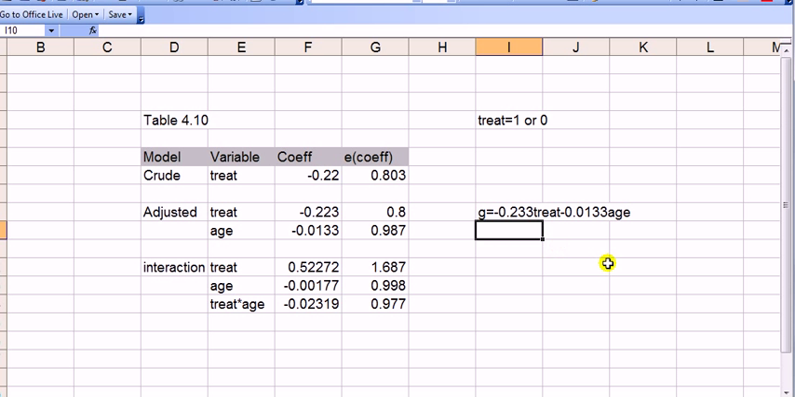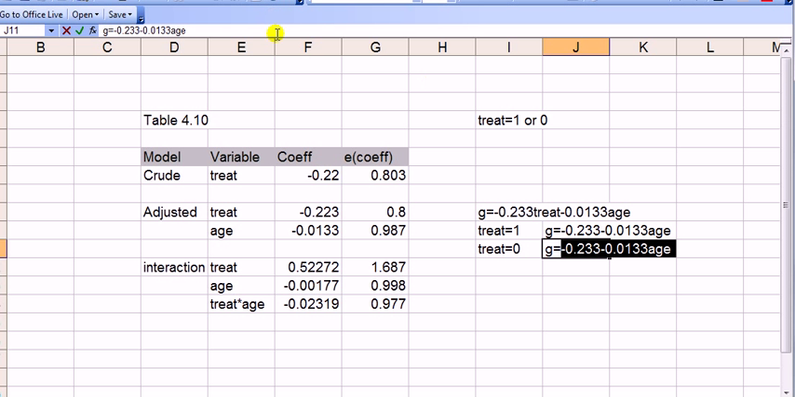But if treat is equal to 1, so there are two types of individuals here, imagine. Treat is equal to 1, then the model g becomes minus 0.233 times 1, which is the number itself, minus 0.0133 age. And the second type of individual has not had treatment, so it's coded 0. Then treat takes the value 0 now, so that term disappears because 0 times the number is 0. So here you've got two models.